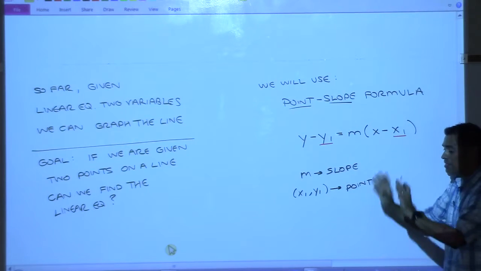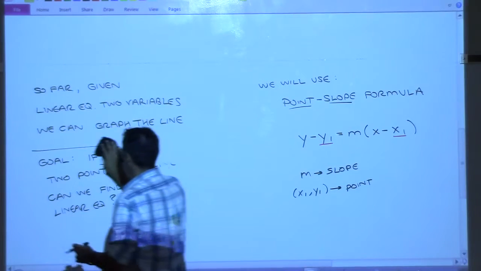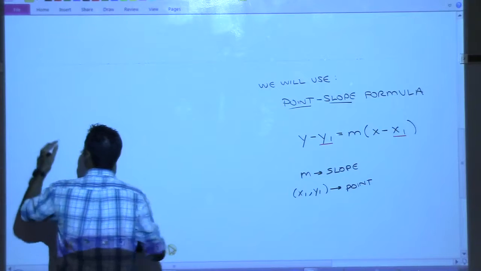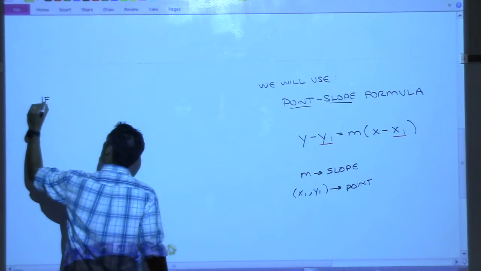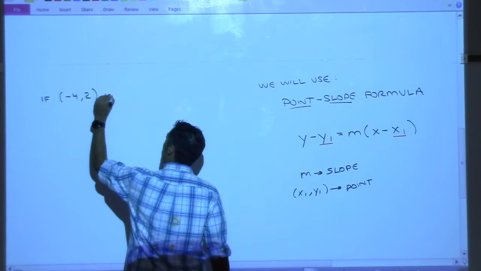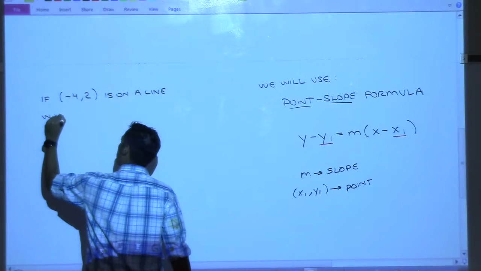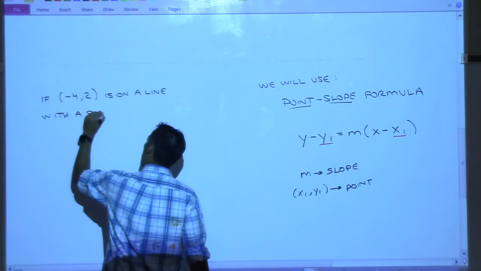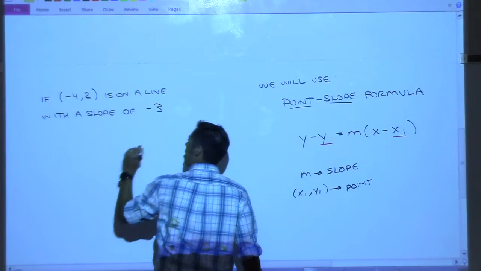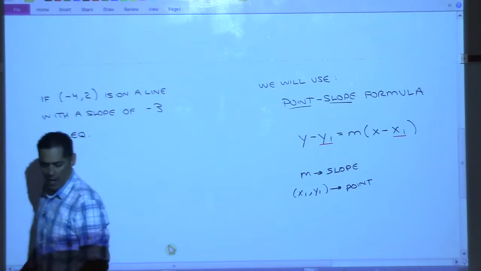My first example is going to be just making sure you understand how to use the formula. Let's do this. If the point (-4, 2) is on a line with a slope of -3, find the equation of that line.